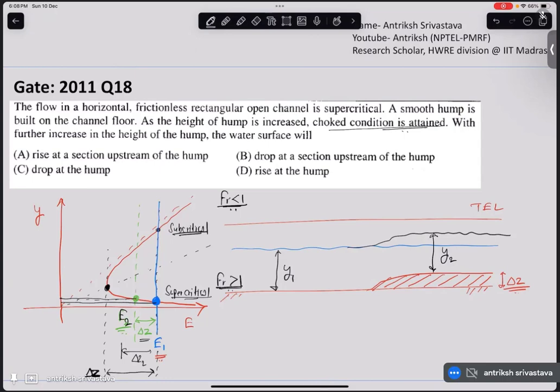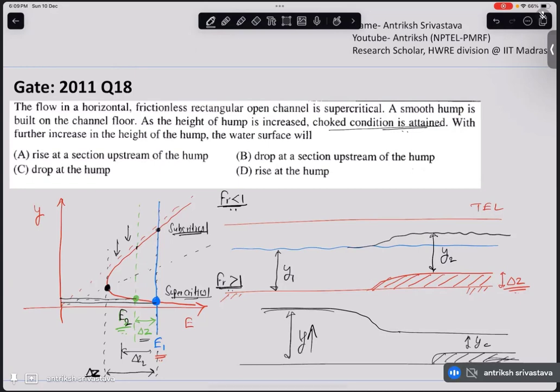Now what happens? Let's see. When you increased the hump size, the depth of flow decreased, right? The depth of flow kept on decreasing till you reached the critical point. And after that, what happened? After that, the depth of flow was maintained at this downstream end, and when you still kept on increasing the hump size, this depth of flow was constant, but the upstream side depth started increasing.